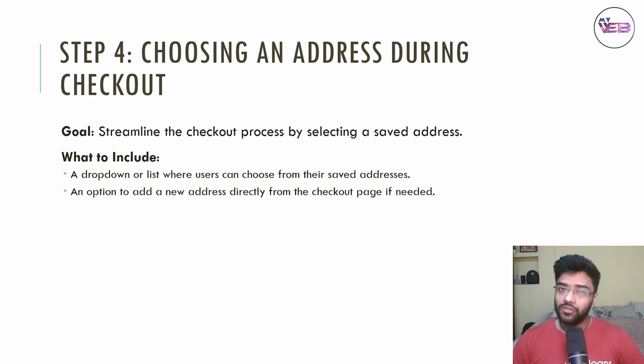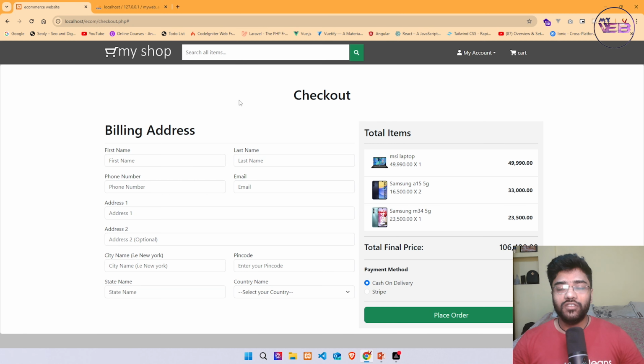If a user needs to add a new address, then I give a button or a link to move to the add address page, and then users can add a new address, then come back to the checkout page again. So in the next part, we will create an add address page in our account section, and then we'll move that billing address form into that address page.